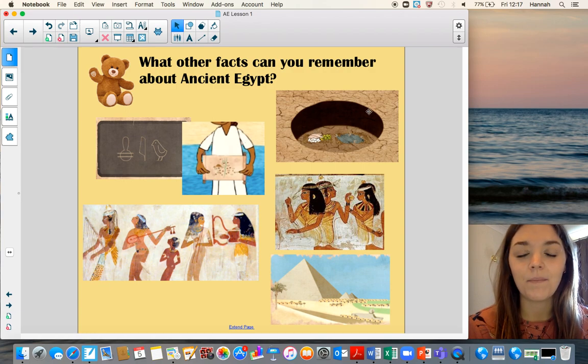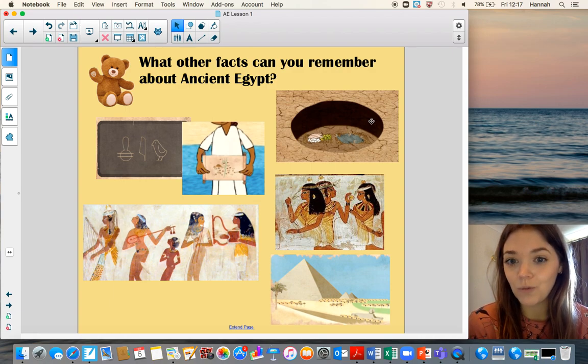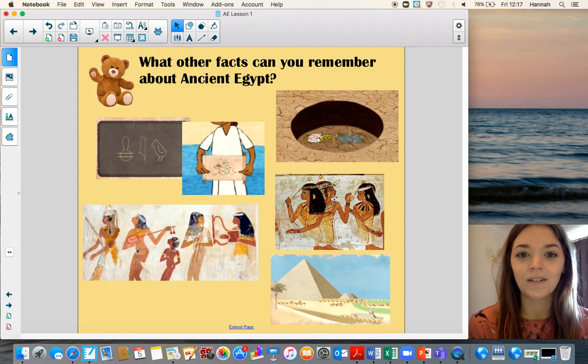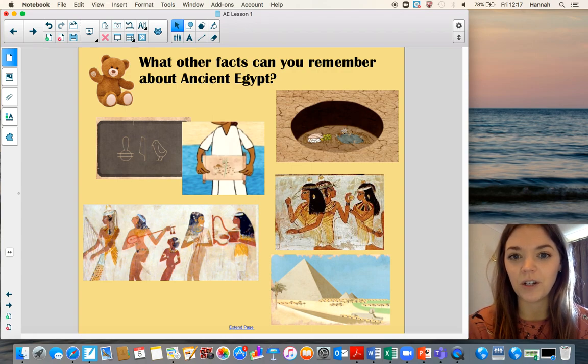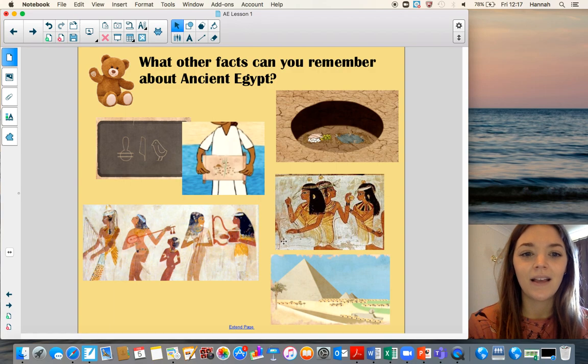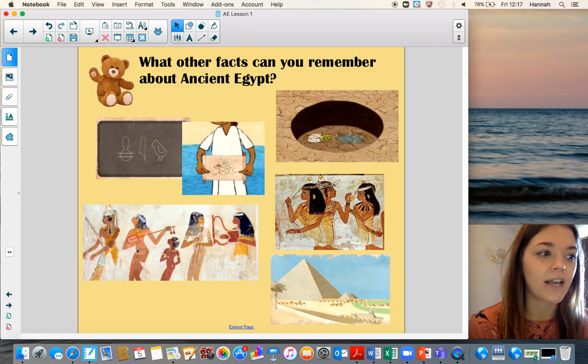Then our picture here, I wonder if you can remember what that one is. So somewhere where our food would have been stored if we lived in ancient Egypt. So it was a hole in the ground which acted as a fridge. I wonder who fancies putting all their food underground to keep it cool. Let's have a look at this one.